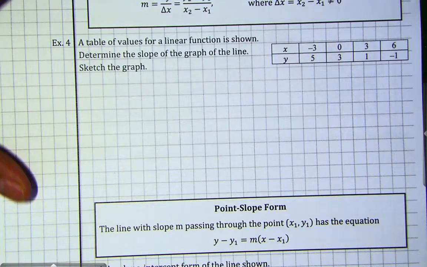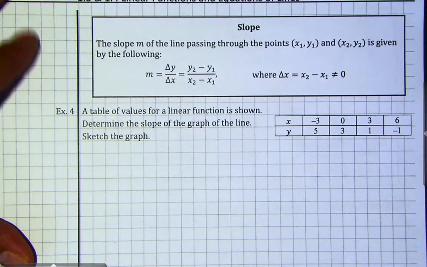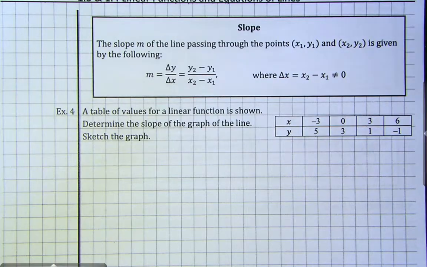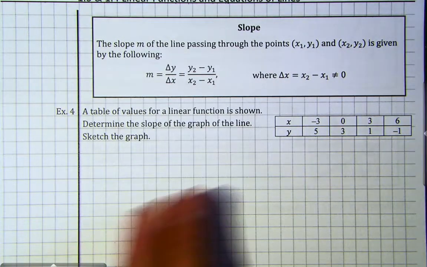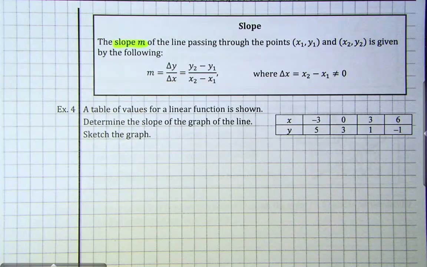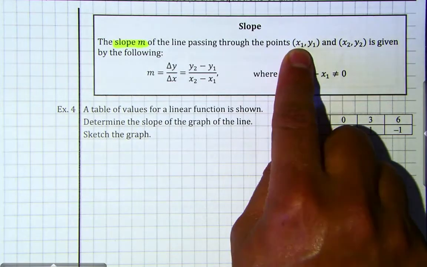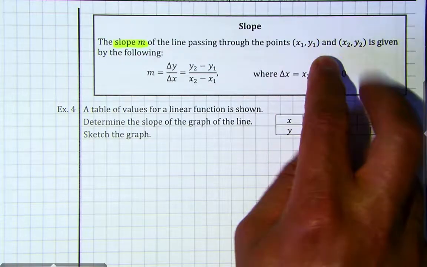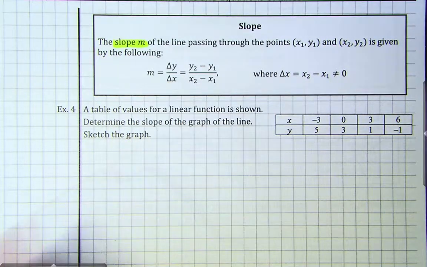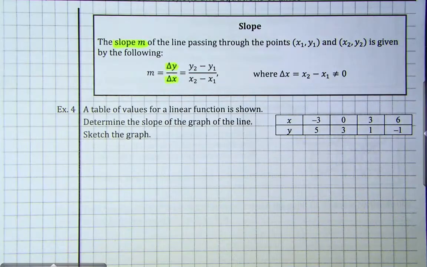Example number 4. So take the time to copy it down, and then we can start once you are ready. Go and pause it. So the slope of the line, you guys covered back in 8th grade, passing through two distinct points, is given by the following equation. Now, do you remember what this little triangle means?